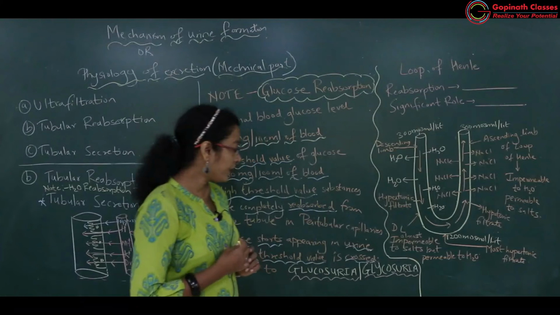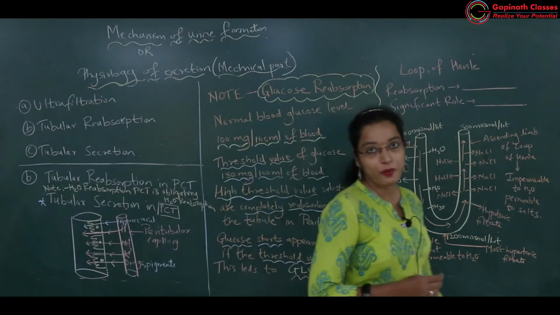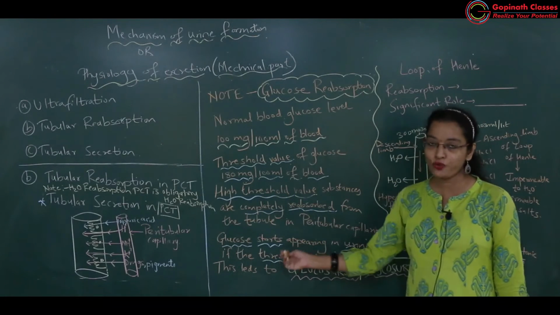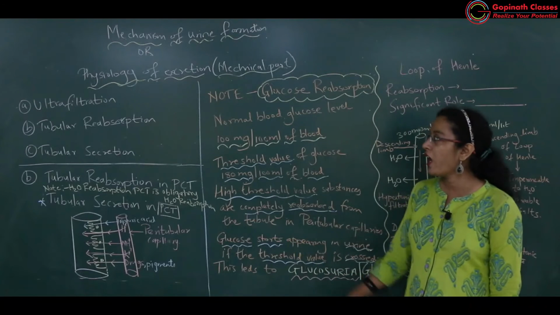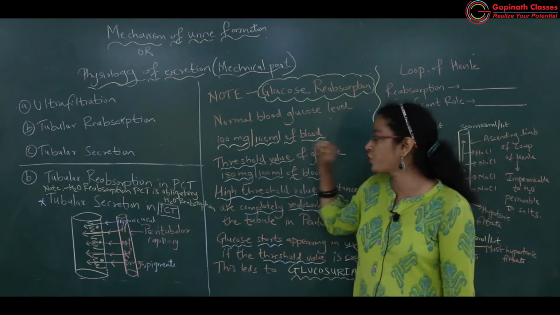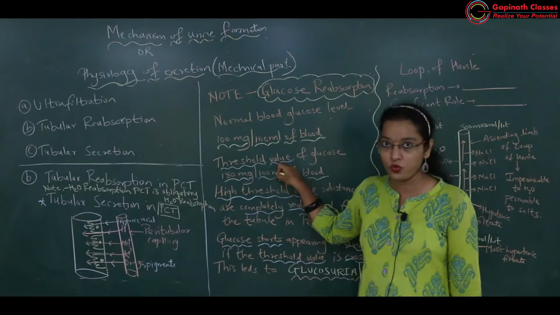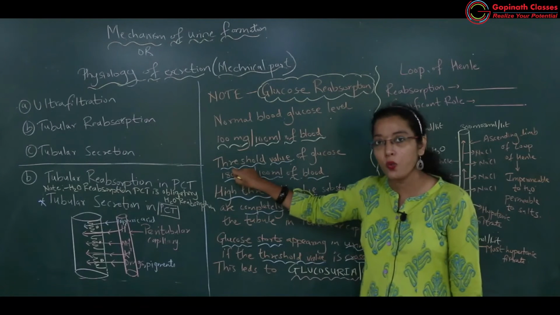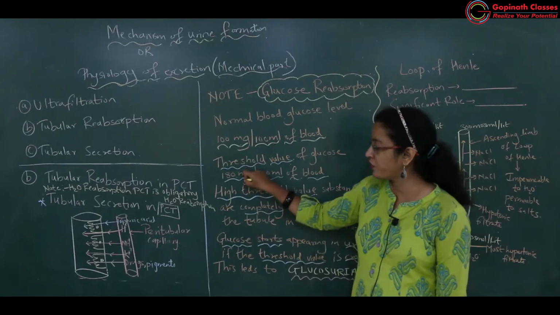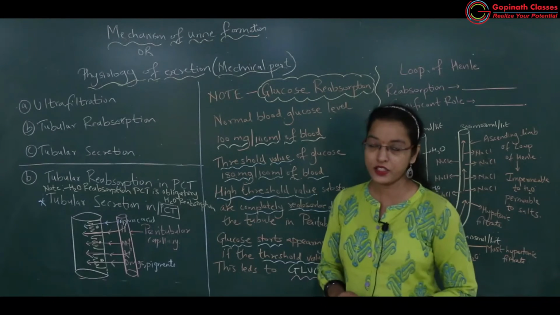Okay, got it? So very important from exam point of view: what is the disorder if there is excretion of glucose in the urine, and what is the normal blood glucose value and threshold value. Okay, threshold value कितना है, 180 मिलीग्राम, मैक्सिमम इतना रहना चाहिए, उससे ज़्यादा हो गया तो excrete करेगा.